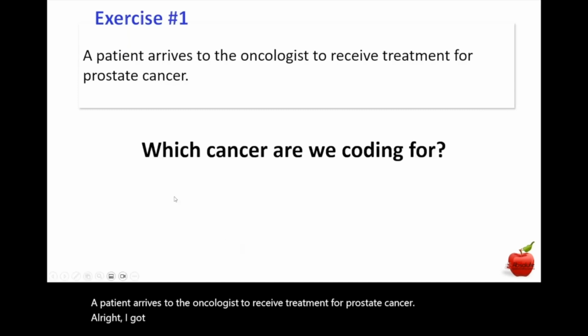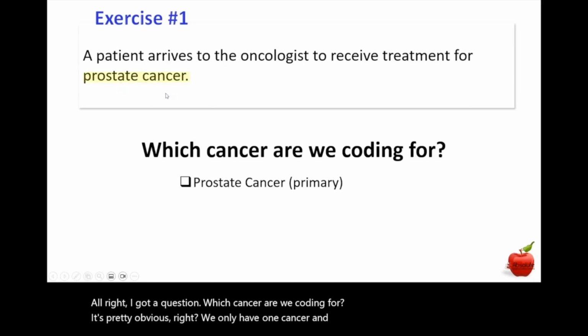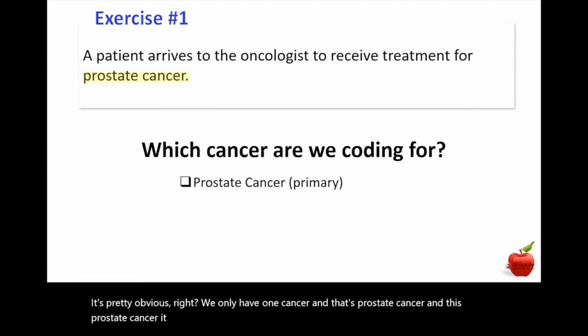All right, I got a question. Which cancer are we coding for? Well, it's pretty obvious, right? We only have one cancer, and that's prostate cancer. And this prostate cancer defaults to primary. When you're coding for the exam, if there's no mention that this is secondary cancer, the default is primary.